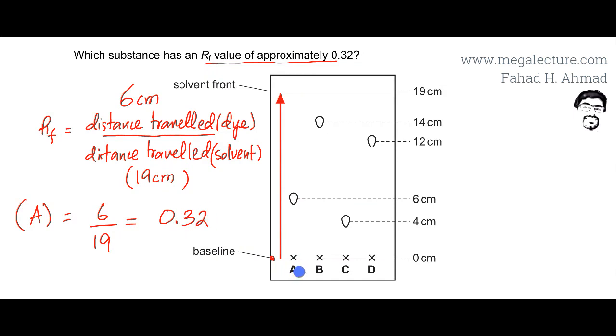So option A is your correct option, because the distance traveled by the dye is 6 centimeters and the distance traveled by the solvent is 19 centimeters. Dividing 6 by 19 gives you 0.32. So option A is going to be your correct option. We were supposed to identify the dye that had an RF value of 0.32.